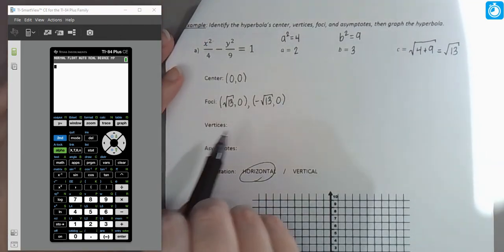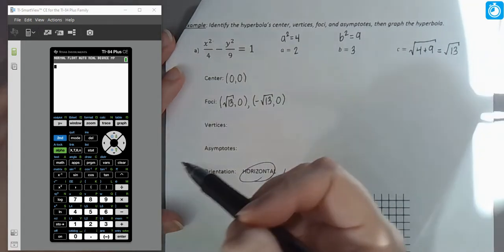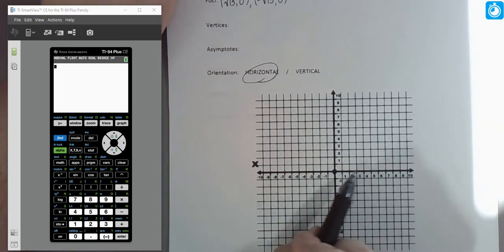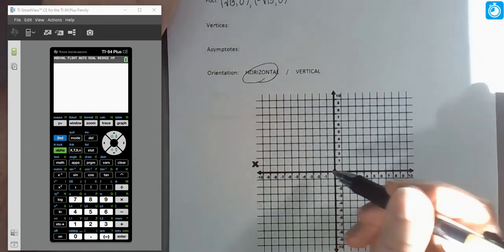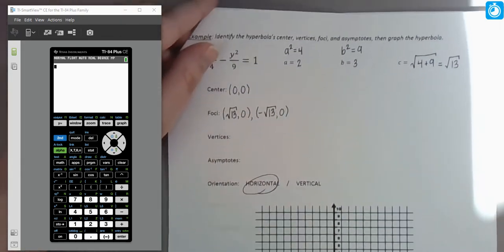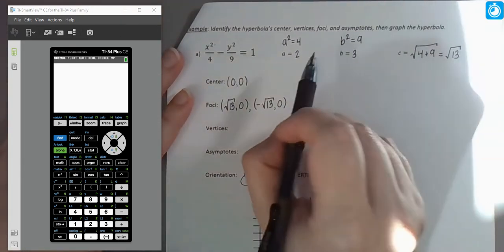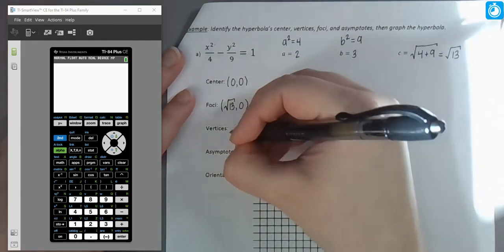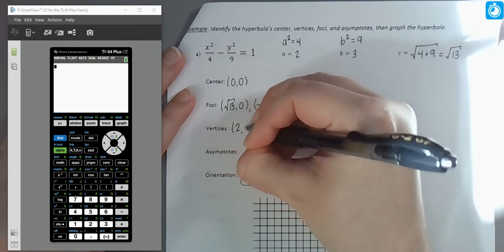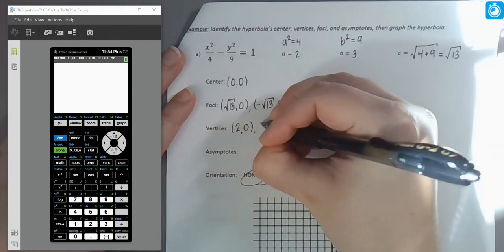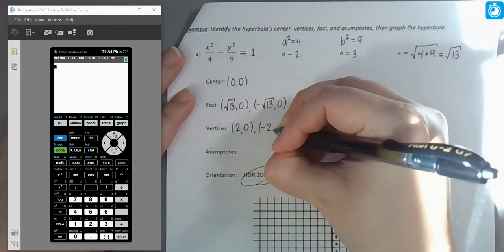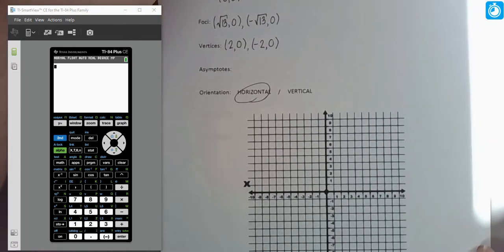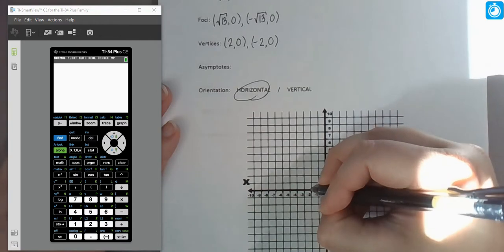So the vertices, again, are going to be horizontally distributed away from our center. In this case, A units to the right and A units to the left from that center. Okay, so A in this case is 2, so we're going to hold our y value constant again, and then adjust the x value. So 2 units to the right, and then 2 units to the left of our center. And those will be actual points on the graph, so I'm going to add those to the graph.